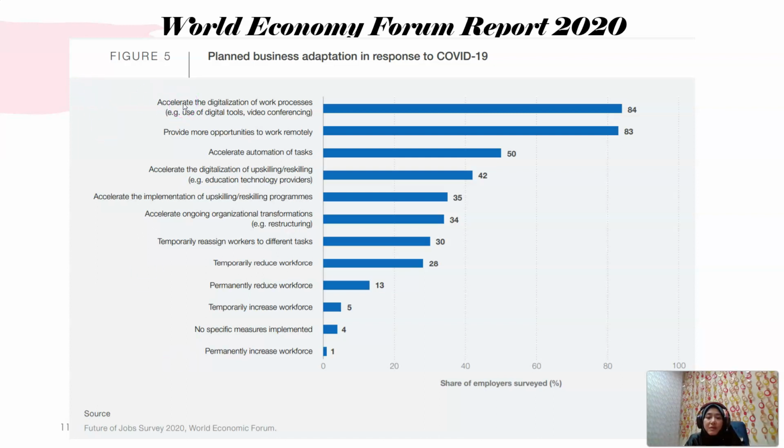Based on this, we have the accelerated digitalization of work processes. Of course, when we had the COVID pandemic, most of the countries had lockdown. So what happened? All the work became digitalized. You needed to work from home. You could not attend or have physical contact. So almost 100% of all the activities were done in digital form.